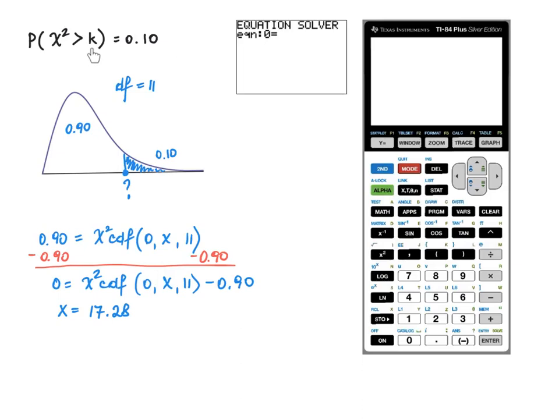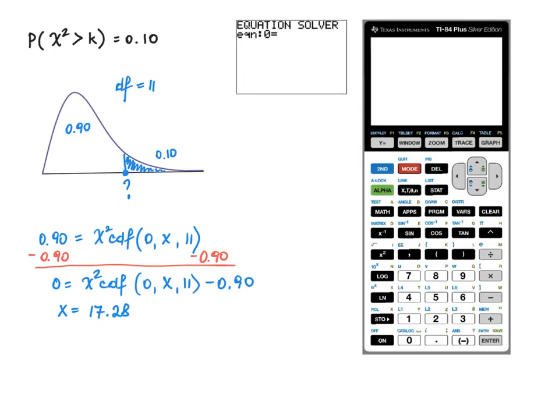I have an unknown point k that is somewhere here, and to the right of it, because of this greater than inequality symbol, there is 10% of area. Of course, it follows that on the left-hand side of the same unknown point k, we have 90% of area. And I am given that this chi-square distribution has 11 degrees of freedom. I have to have this information.